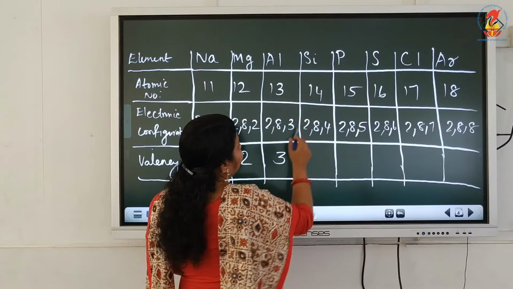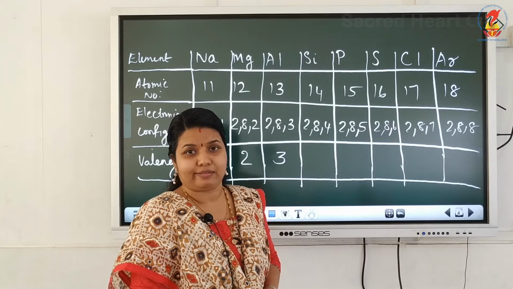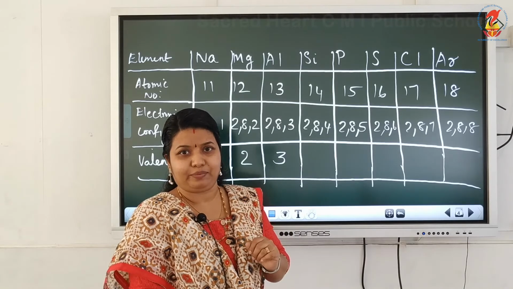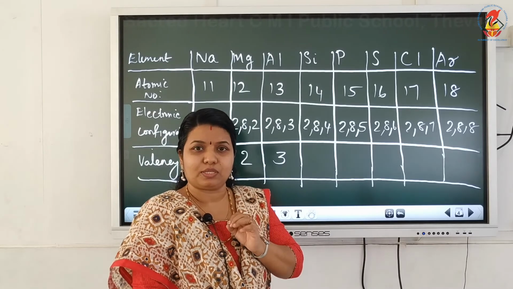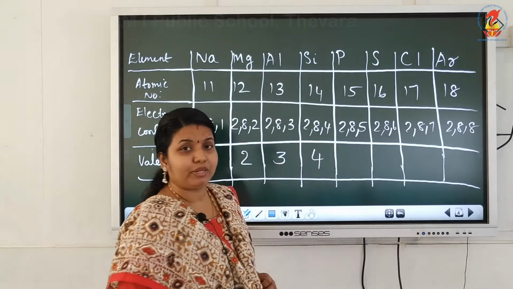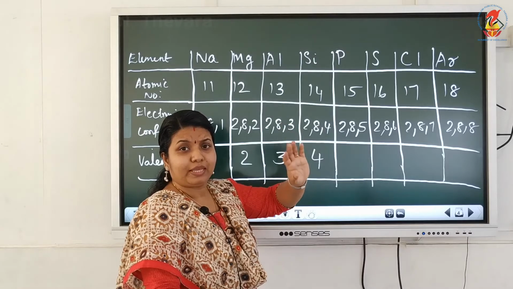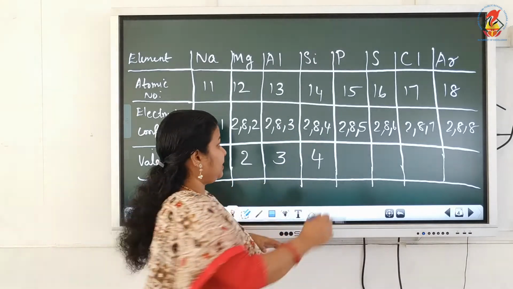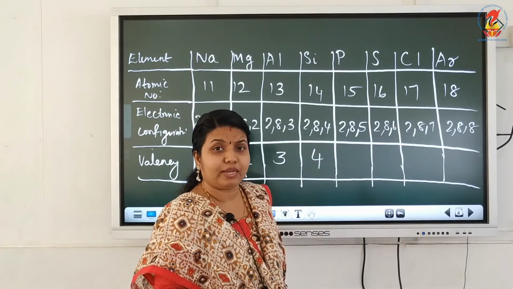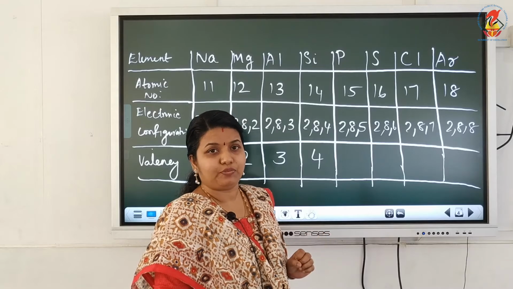So, it is 3. Now, look at silicon. Silicon is a non-metal with 4 electrons in the valence shell. Same is the case with carbon also. 4 electrons in the valence shell. So, their gaining and losing is not possible. What they do? They share 4 electrons. Anyway, number is 4. So, valency 4. They can either lose 4 electrons or gain 4 electrons to get the configuration. If it is losing 4 electrons, it will get the configuration of neon. If it is gaining 4 electrons, it will get the configuration of argon. But it usually shares its 4 electrons.